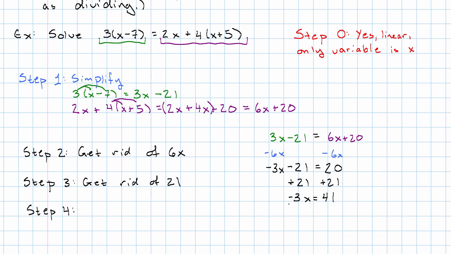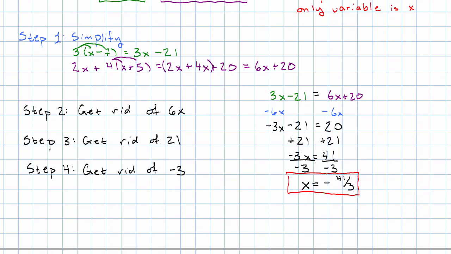Finally, we have this coefficient negative 3 that we need to get rid of. Dividing on the left and on the right by negative 3, we're left with x equals negative 41/3. Asking the calculator, we can't simplify that. This is our solution. If we want to check, we could do that by plugging into the original equation.